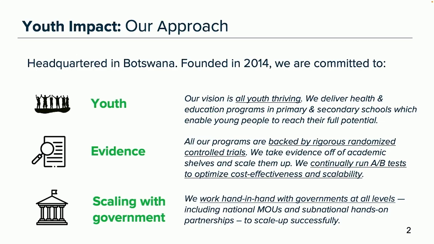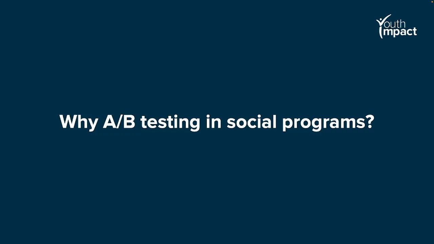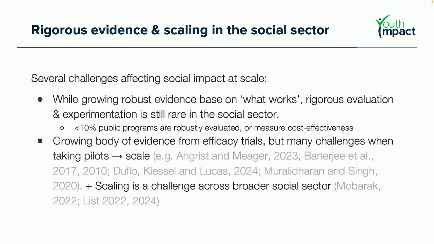So as I shared, Youth Impact is really focused on youth. It's in the name. Also in the DNA is evidence. And then we're also always scaling up with governments. So just as a bit of a starting point, why are we thinking about A/B testing in social programs? It's helpful to keep in mind the starting point.